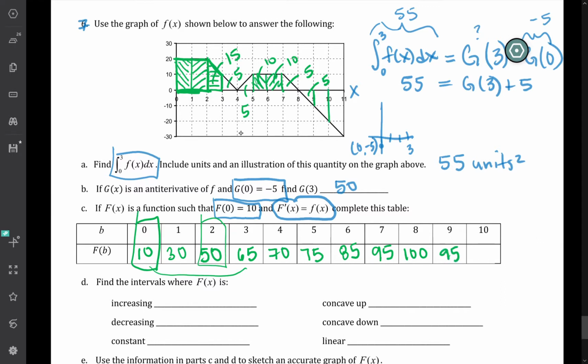And then from 9 to 10, I catch all this, which is area 15. Again, it's below the axis, so I actually have to subtract that off. So it's going to bring my y value all the way back down to 80.